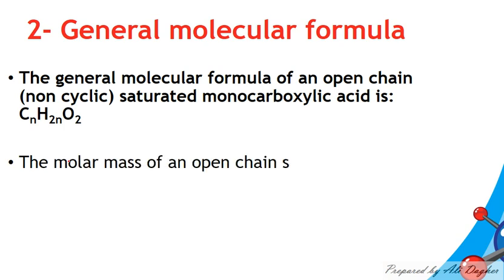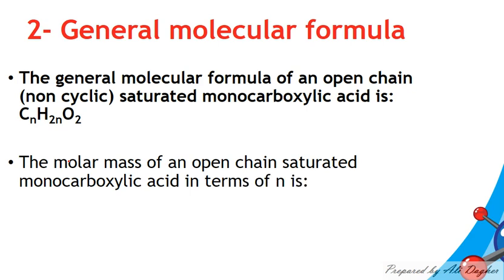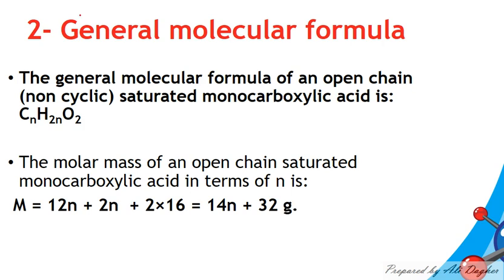The molar mass in terms of n is: carbon, molar mass of carbon 12 times n, the number of carbon, 12n, and hydrogen 1 times the number of hydrogen, 2n, 2n. Oxygen 16 times the number of oxygen 2, 2 times 16. Therefore, the molar mass in terms of n equals 14n plus 32 gram per mole.